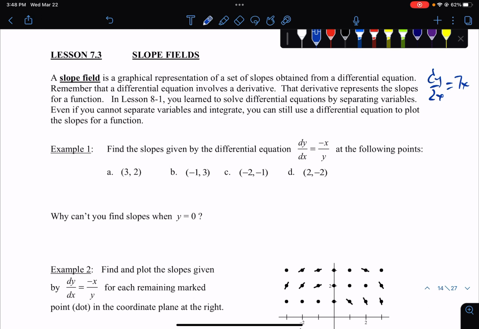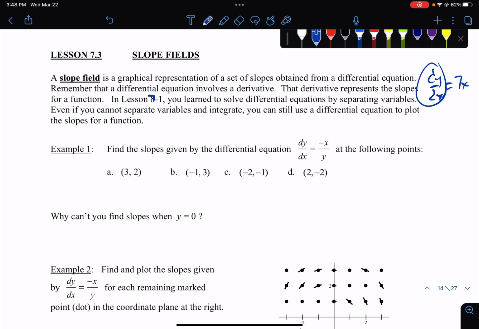In lesson, not 8.1, but 7.1, you learned how to solve differential equations by separating the variables. Now remember, this dy/dx represents the slopes of a function. So when you are given a differential equation, you're given an equation that represents the slopes of the original function. Okay, and that's what a slope field is all about.